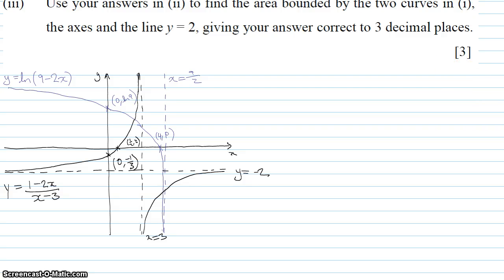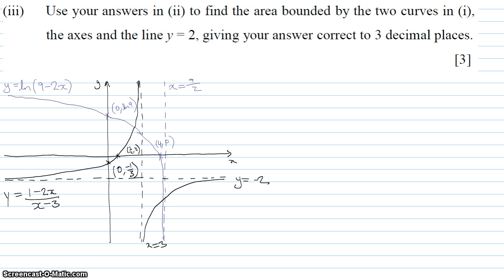So part 3 asks us, and sorry, this isn't quite aligned right, is it? Oops. To use the answer in part 2 to find the area bounded by the two curves in 1, the axes and the line y equals 2, give our answers correct to 3 decimal places.